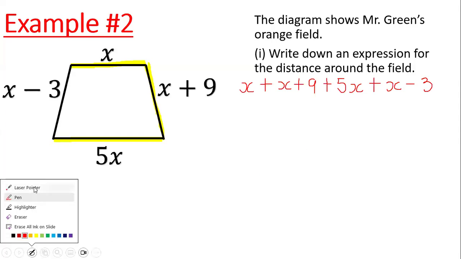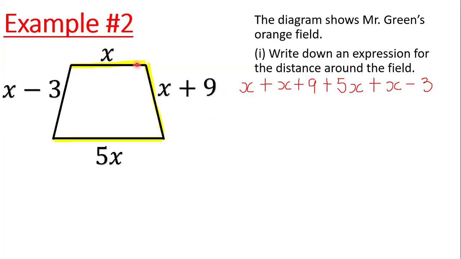So we have X from this side plus what? X plus 9 plus what? 5X plus what? X minus 3. Plus X minus 3. Can we tell you what we got? Yeah, tell me what you got. I got 20. 20? Wait. 23. Go ahead, Caitlin. When I did it, I added all the X's and I made it 3. Then I added all the numbers.